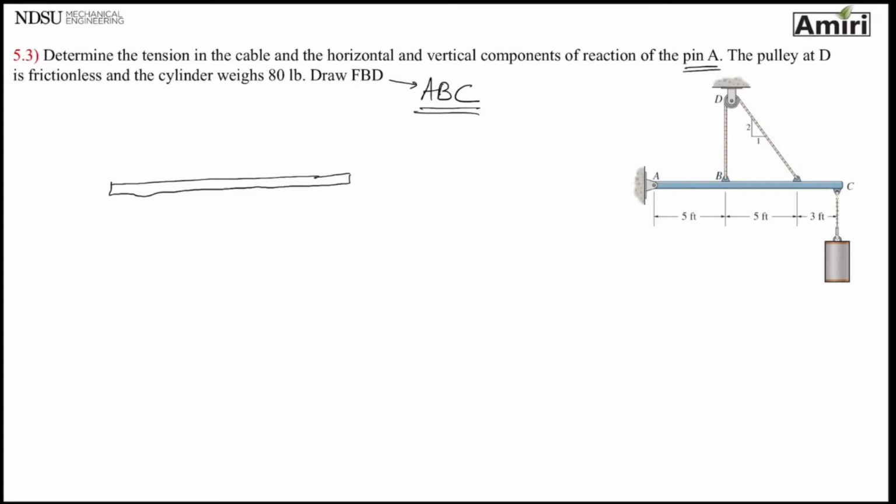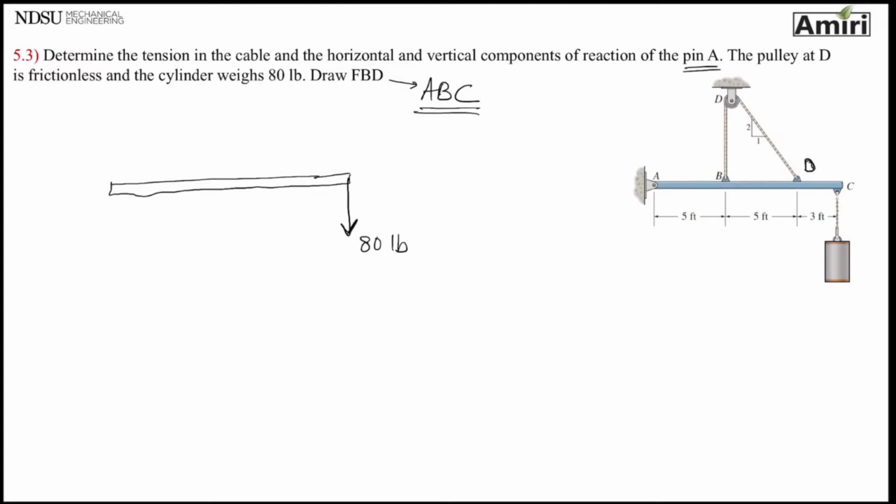That's it. Step 1 done. Do not include the ropes, pin, pulley, weight, anything like that. Then put active forces. Active forces are forces that are trying to mess up the equilibrium, which here I see that weight. How much is it? 80 pounds. Now put reactive forces, forces that are trying to hold this beam in place.